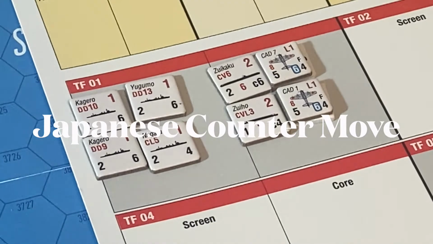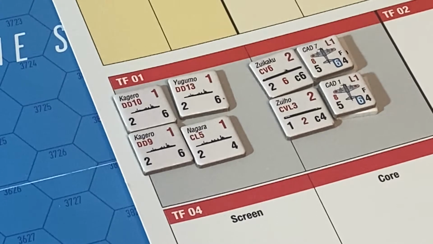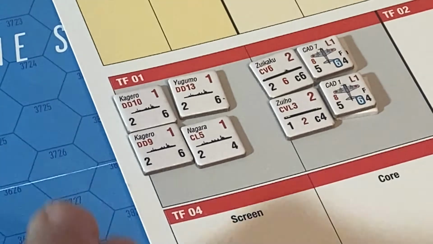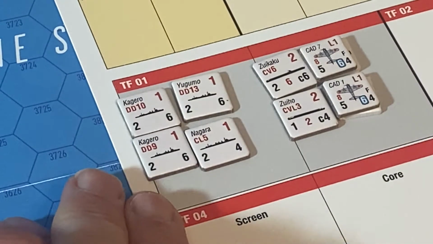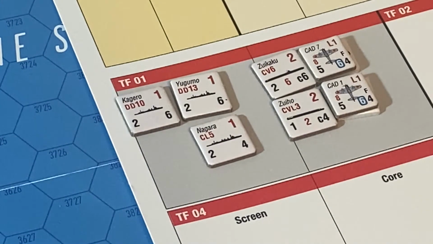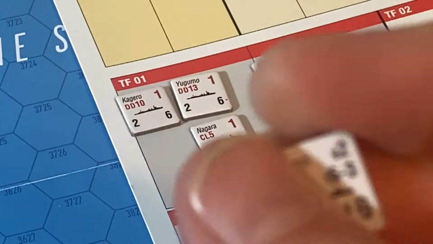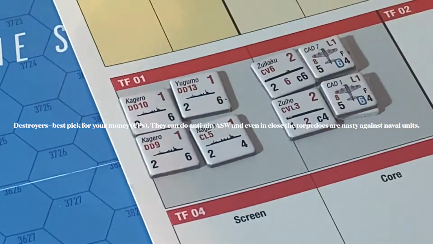I've got my focus starting out here on this Japanese task force, and as you can see, there's a Zuikaku regular carrier and Zuiho light carrier and an escort force. I generally try to have both anti-air factors for flak and also some sub factors so that we can do ASW if we need to.